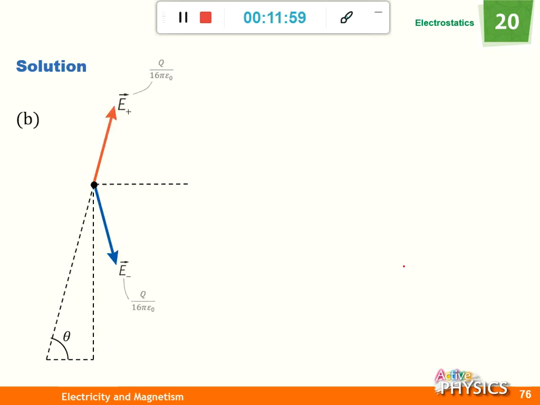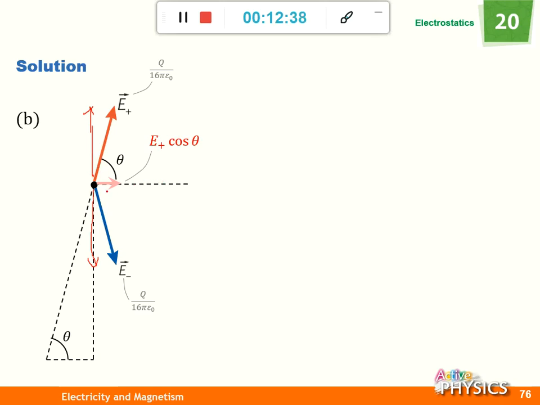But in mechanics, you should know that if they are not in the same direction, like that, you can use the parallelogram method to find out the resultant. The resultant should be the diagonal of the parallelogram. But in this case, we will use components to do it, because we know that the vertical component for E positive and the component of E negative in the vertical direction are the same in magnitude but opposite in direction. When we add them together, they will cancel.